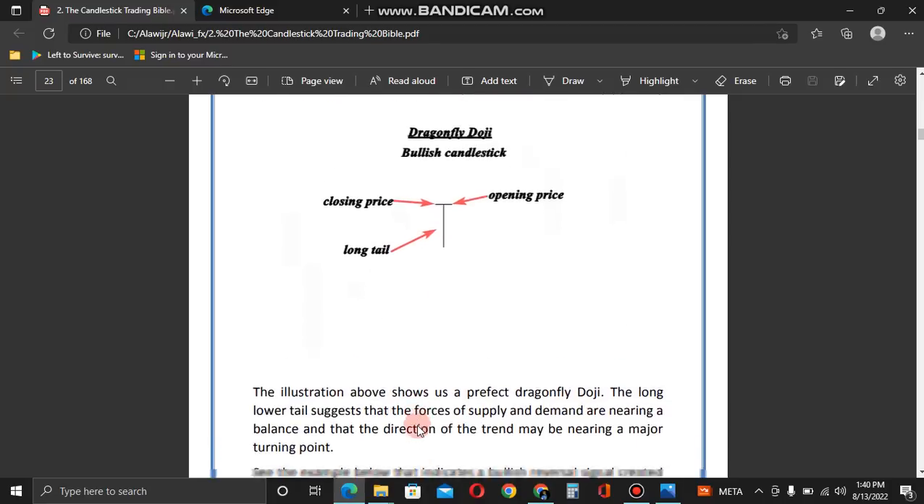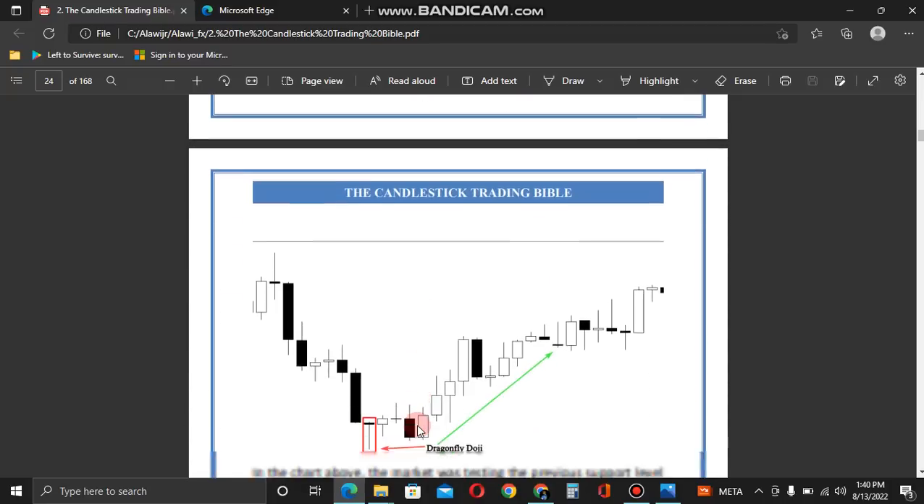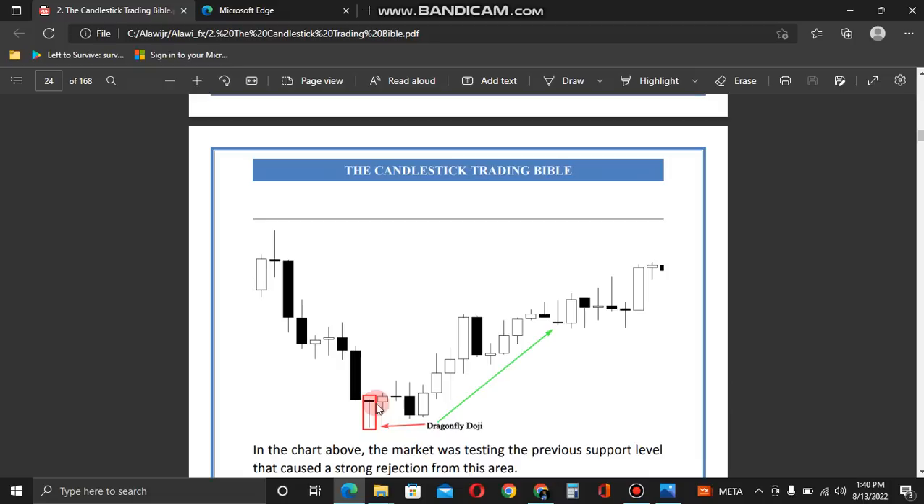So just an example on the chart, as you can see, sometimes it occurs like this, a dragonfly doji. It occurs on a downtrend. As you can see, this is a clean downtrend. Hii ni downtrend, mwelekeo wa chini. So ilivyo occur on the support level, it may act as a confirmation.